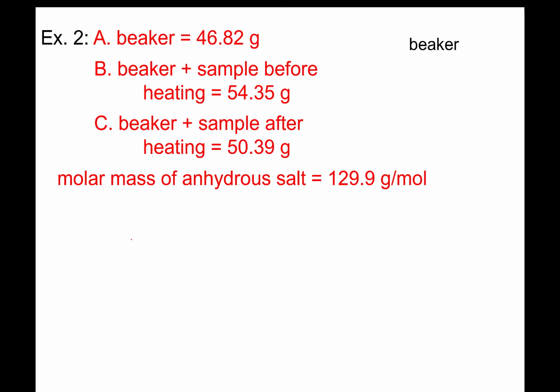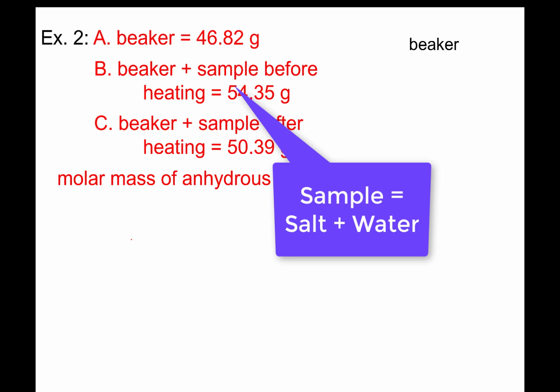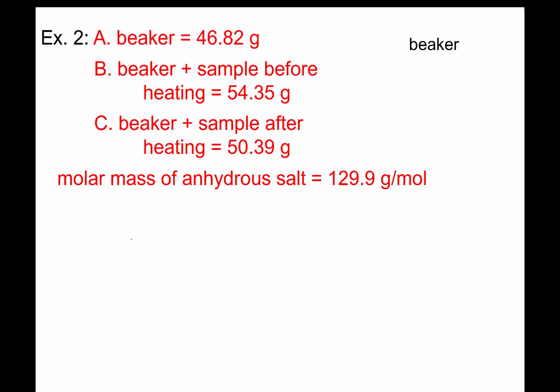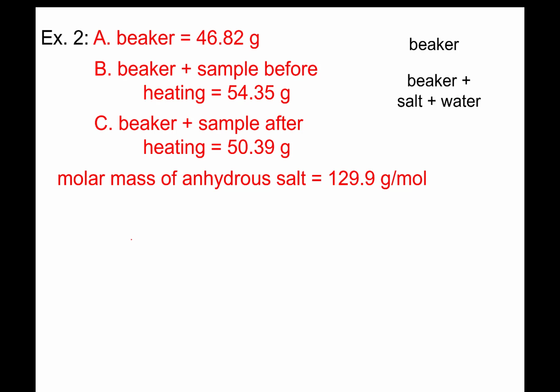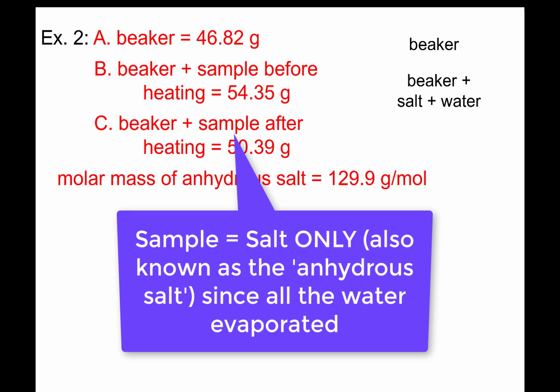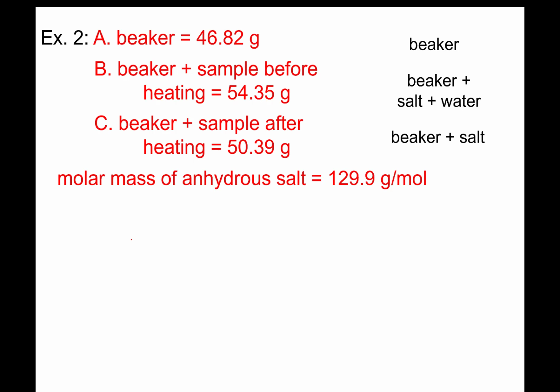Example 2, we've got a beaker. It's 46.82 grams when it's empty. Then we put the sample in before it gets heated, so it's the salt and the water. It's the hydrate. So beaker, salt, and water. And that has a mass of 54.35 grams. You heat it up, and the water evaporates, and you're left with just the anhydrous salt in the beaker. So that's 50.39 grams. They tell us the molar mass of the anhydrous salt is 129.9 grams per mole. So we have, of just the salt, 3.57 grams of our salt.